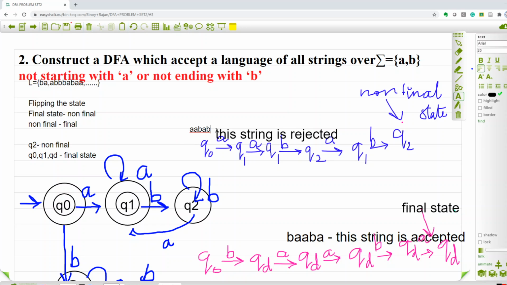So AA doesn't satisfy the condition of not starting with A or not ending with B. It is not ending with B, so that string is accepted. Okay, hope you understood this portion, and it's very important to understand, and this is how you have to decompose the question. If you have any queries, please feel free to comment in the comment box. Thank you.